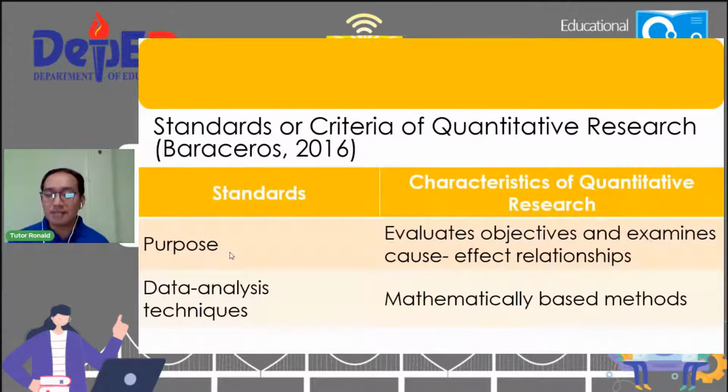Data analysis techniques. The data analysis techniques are mathematical based on methods, scientific methods, statistics. Kaya mabuti po at meron po tayong statistics and probability na subject kasabay po ng practical research, no? Dahil ang statistics and probability po na subject ay maaari pong makatulong sa quantitative research, lalo na po sa pag-analyze ng data.